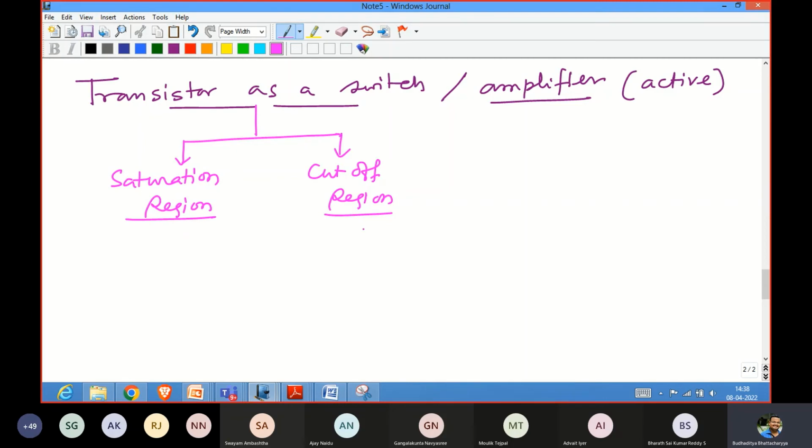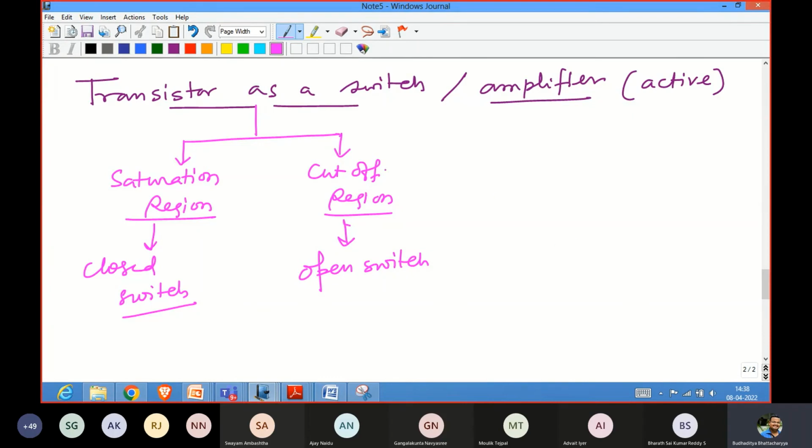Now, if I use the cutoff region, the switch we usually look into is called the open switch, whereas in saturation we call it the closed switch condition. Now let's see what exactly it is. One is the opposite of the other, so if I explain one, the other will be the opposite.